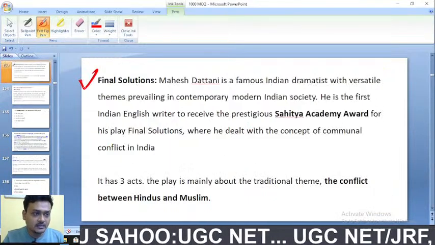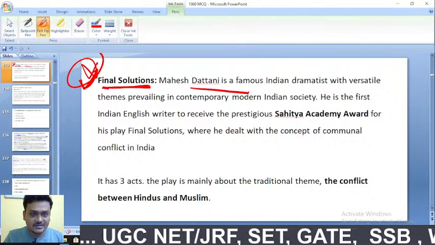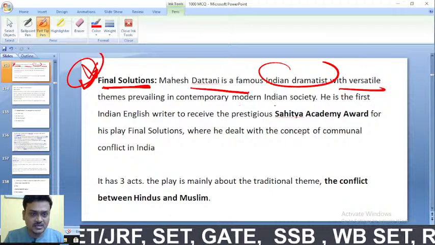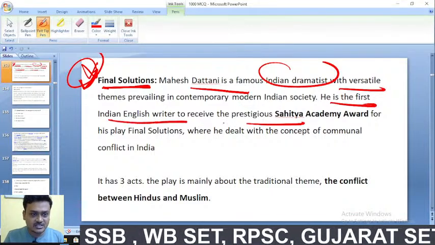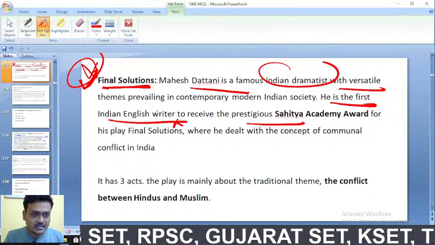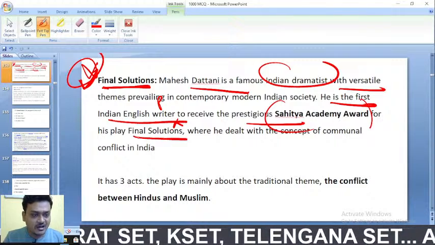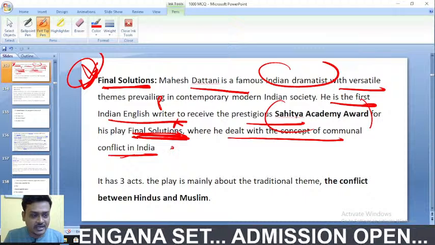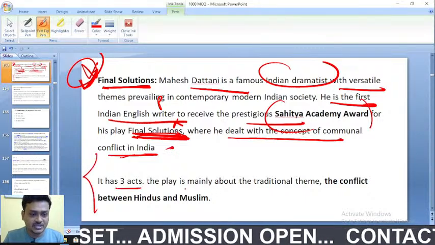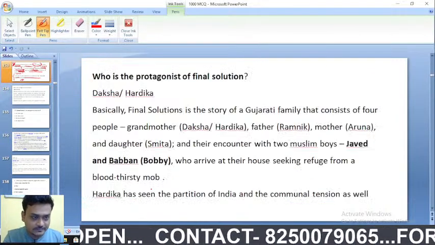And here is another important work by Mahesh Dattani, Final Solution. Mahesh Dattani is a famous Indian dramatist with versatile themes, and he is the first Indian English playwright to receive the prestigious Sahitya Akademi Award for his play Final Solution, where he dealt with the concept of communal conflict in India. It also has 3 acts. The play is mainly about the traditional theme, the conflict between Hindus and Muslims.